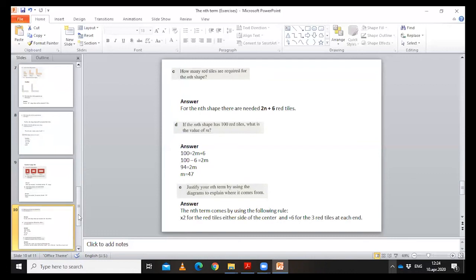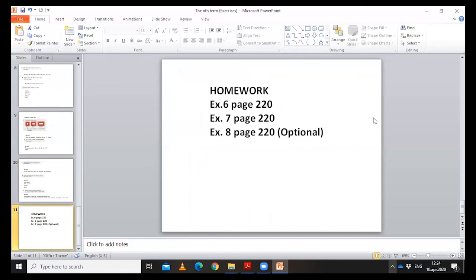I hope the explanation of the way these exercises are solved was clear for you. That's why I'd like you to solve the exercises as homework. Exercise 6, page 220. Exercise 7, page 220. And exercise 8 is optional, on page 220.